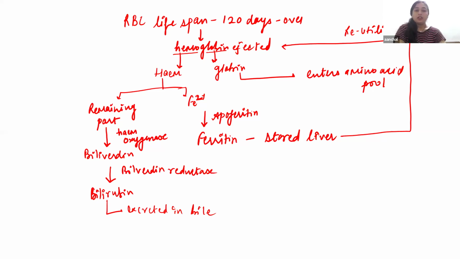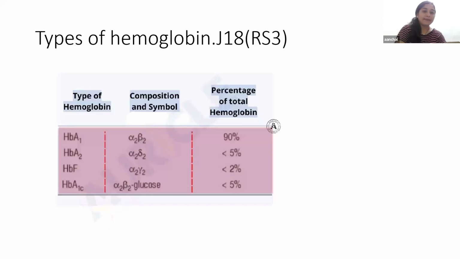Fine. Then next we have the types of hemoglobin. Okay, so there are a variety of hemoglobins that are present. So the type of hemoglobin totally depends upon the composition of chains. Okay, so as we can see, we have HbA. HbA is hemoglobin adult. Then HbA2, that is hemoglobin adult 2. Okay, so two forms of hemoglobin are present in adult hemoglobin, HbA1 and HbA2.